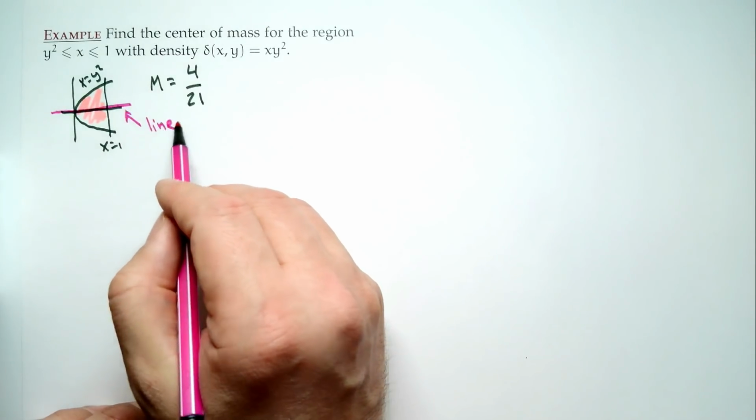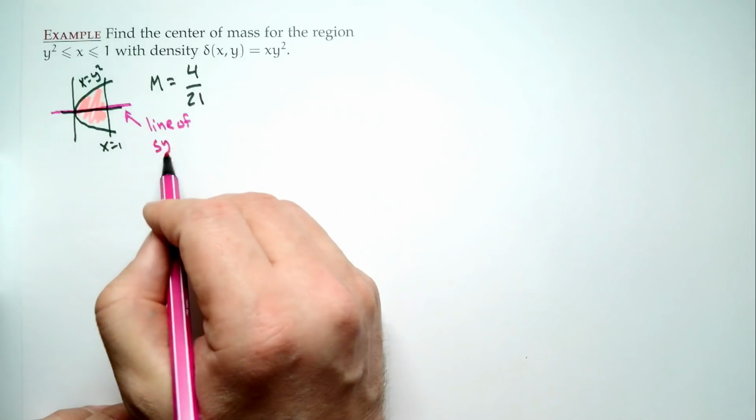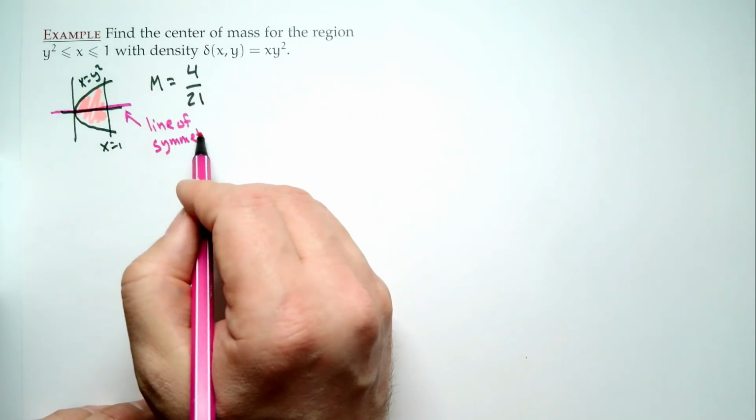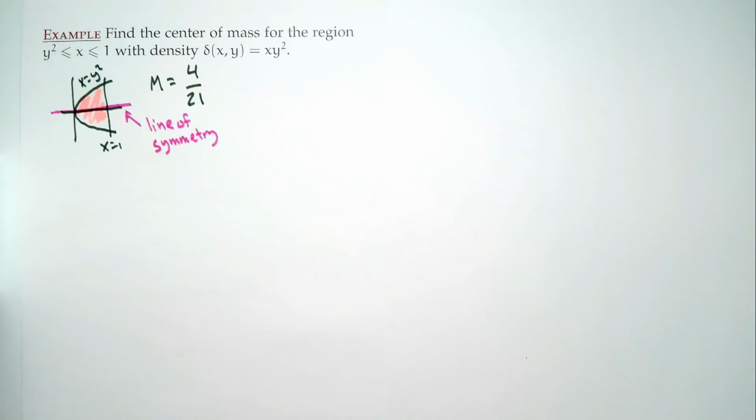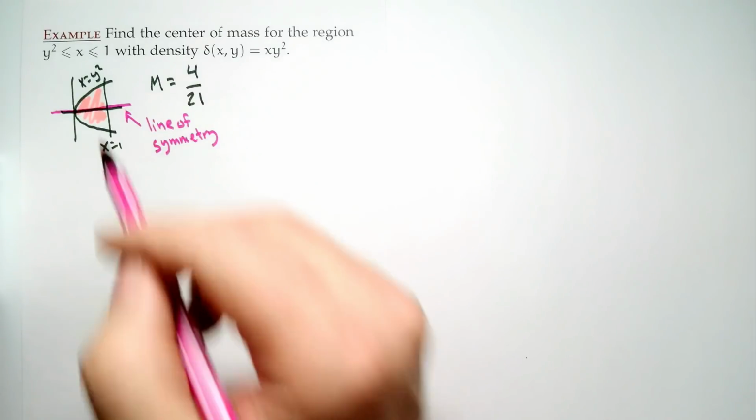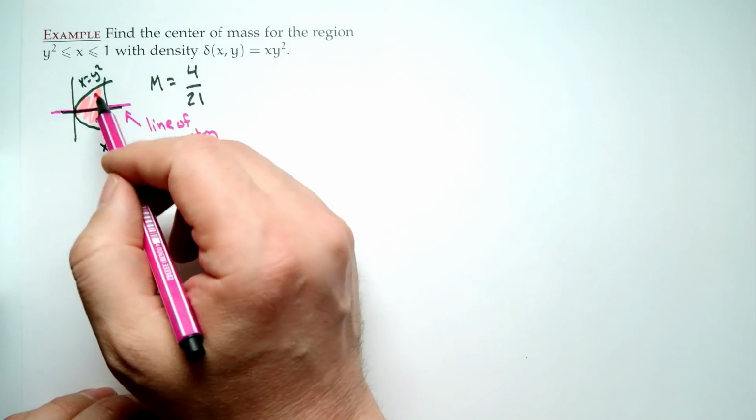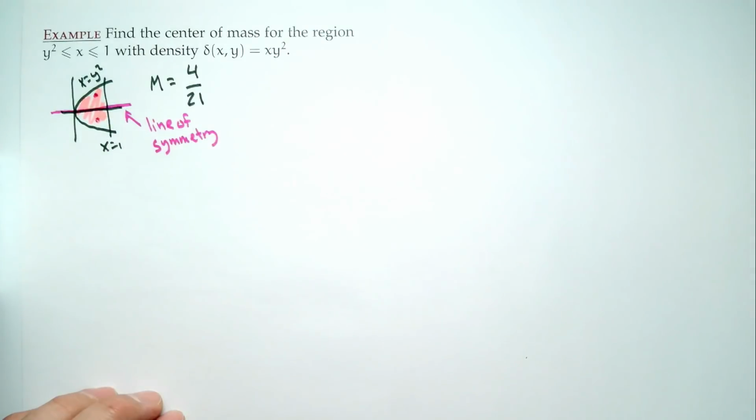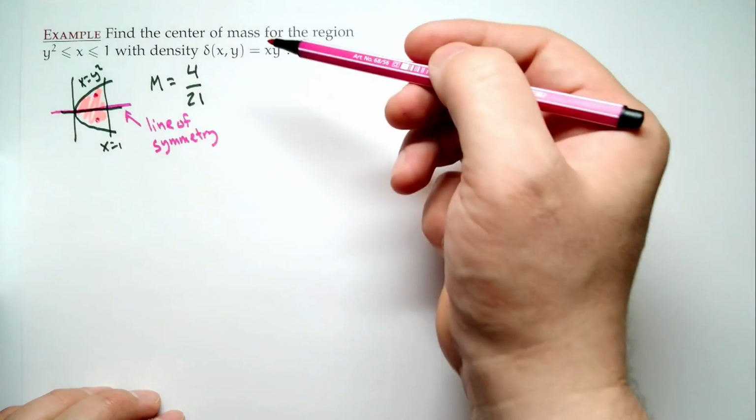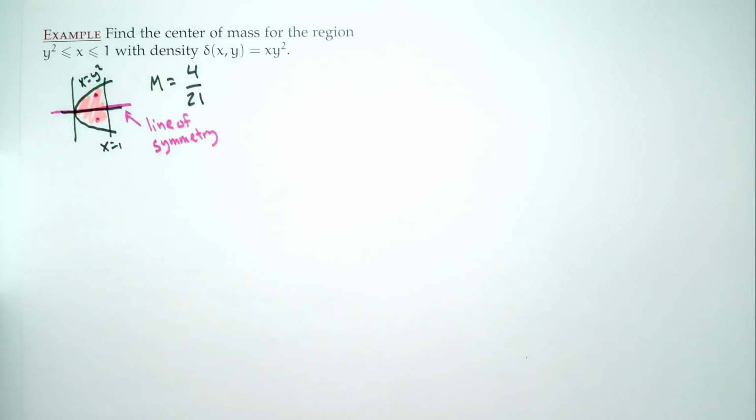Now, it's not enough, of course, just to say, oh, the shape is symmetric. You always have to double check and say, what about the density? And in our case, we can see that the density is also symmetric in the following sense. If I flip across, my x-coordinate stays the same, but my y-coordinate changes sign. Because my density has a y squared, changing sign doesn't change anything, because the square part fixes that. So this is a line of symmetry.